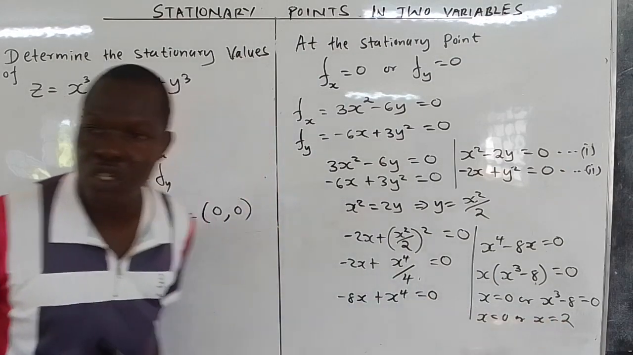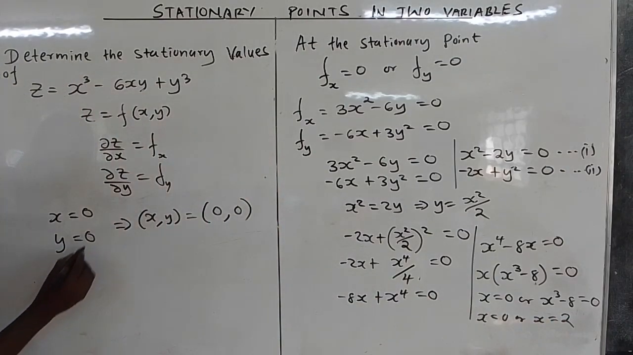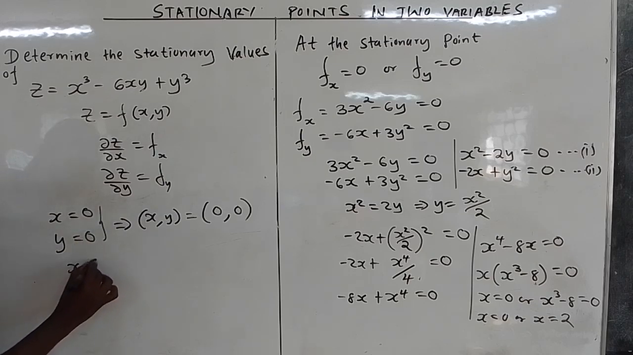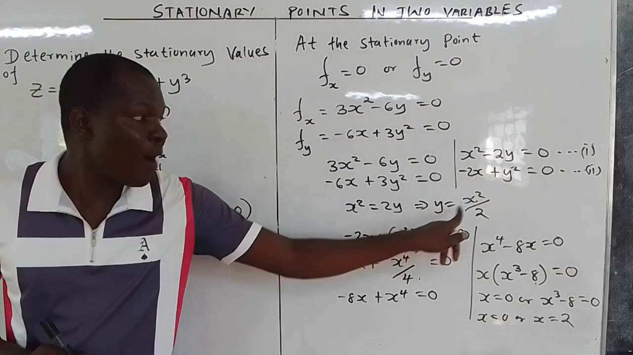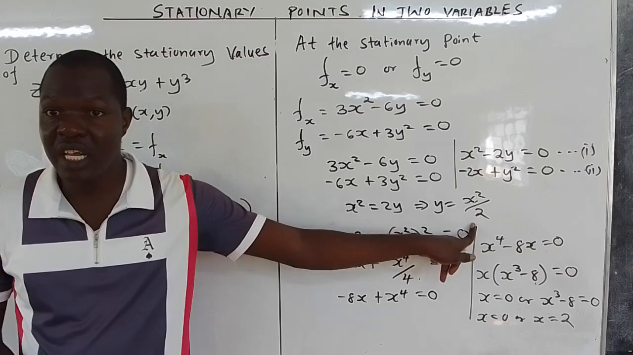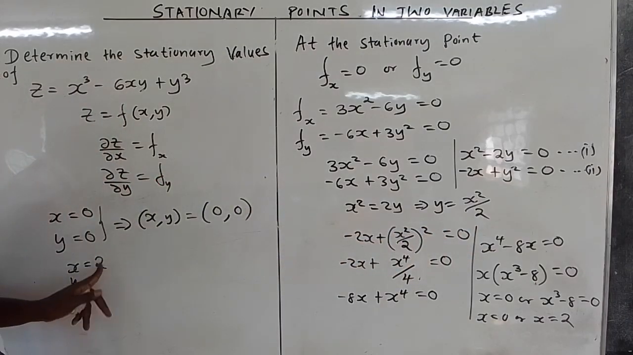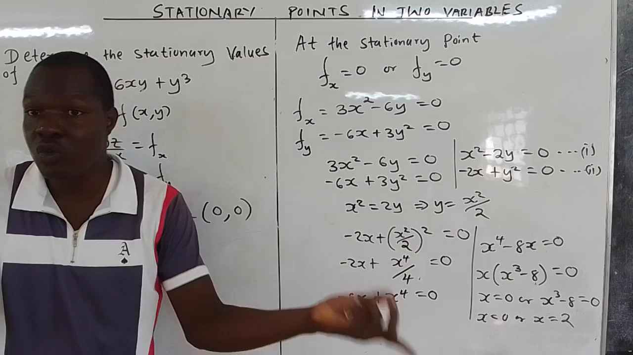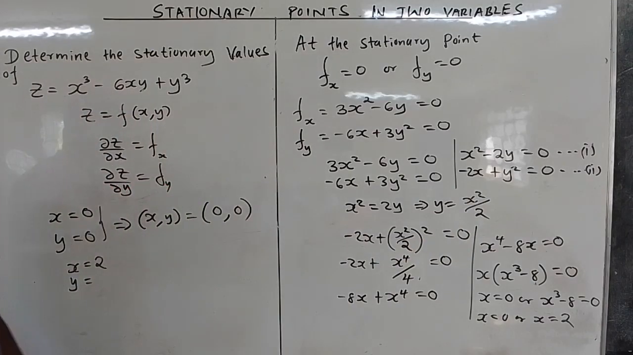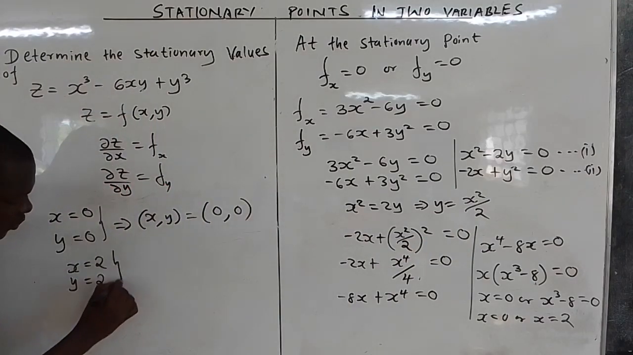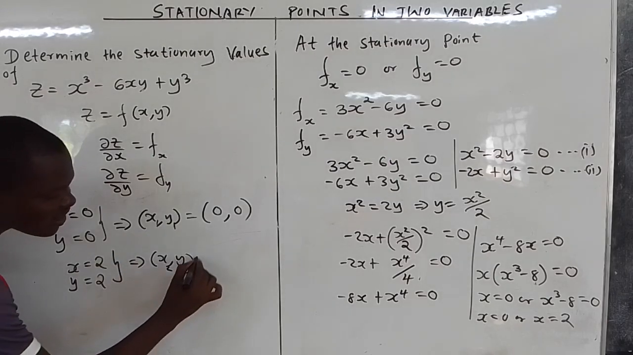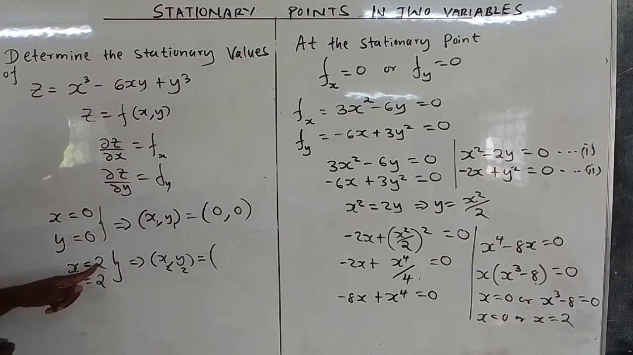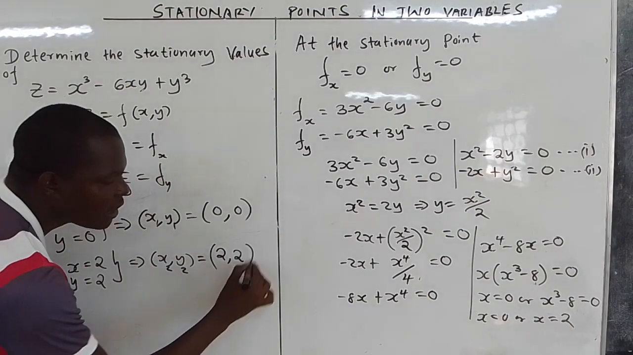When x is equal to 2, what is its coordinate y? Where there is x, you put 2, because we know y is x squared over 2. That is what we were using. So it means it is 2 squared over 2. What do you get to be y? y is 2. So this is x1, y1, and you can say this is x2, y2. x is 2, y is 2.